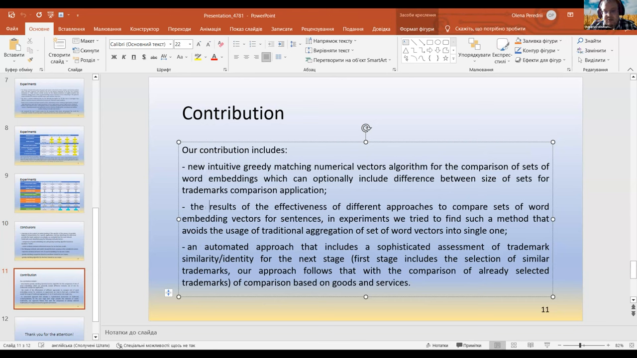We were able to measure numerically the similarity between trademarks, and we were able to create an automatic approach that allows the expert not only to filter out all trademarks that are similar with some system, but also to continue this analysis in an automatic way, searching for similar trademarks among those that are provided by some system.